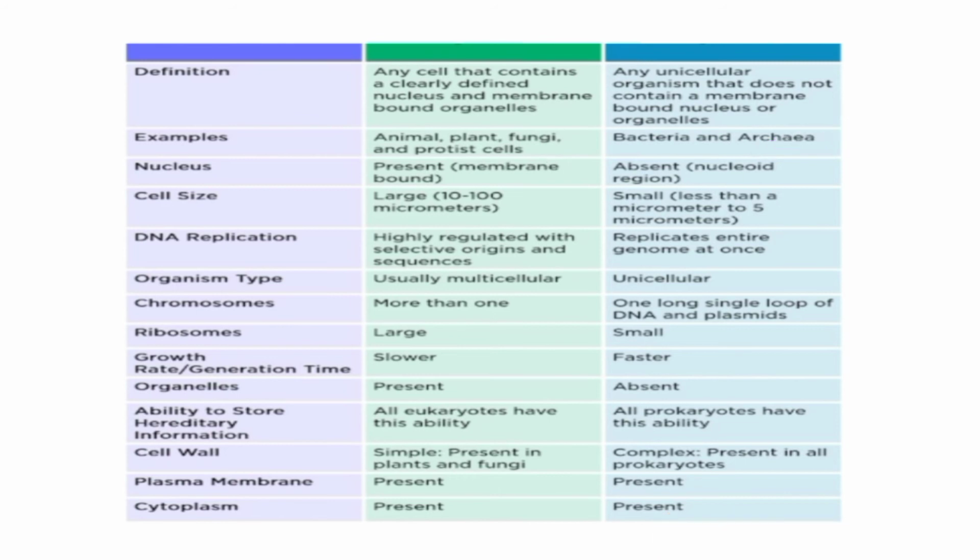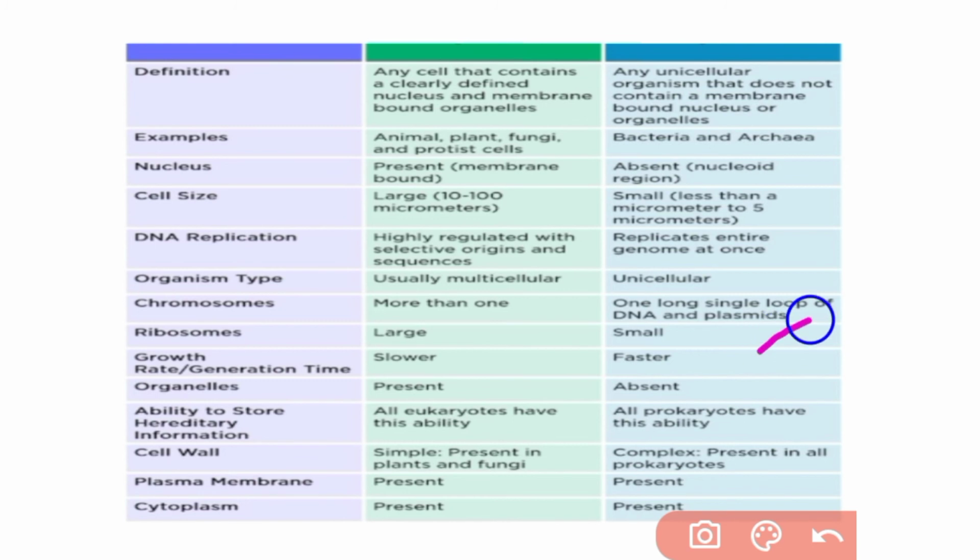Then nucleus. It is membrane bound in eukaryotes, and in prokaryotic cells this is called the nucleoid region. Here the membrane is absent. Then cell size is large, 10 to 100 micrometers, and in prokaryotic cells it is less than 1 micrometer to 5 micrometers. Then DNA replication is highly regulated with selective origins and sequences in eukaryotes, while prokaryotes replicate the entire genome at once. Organism type is usually multicellular in eukaryotes and usually unicellular in prokaryotes.